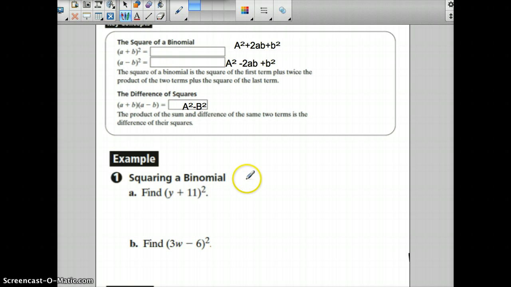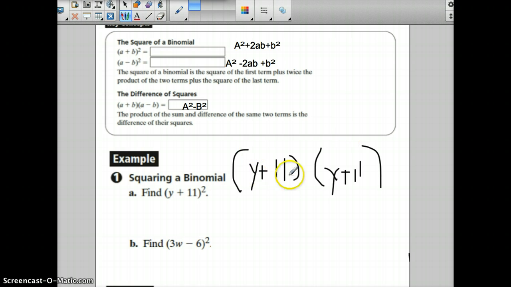With example A, we've got y plus 11 squared. Think about what's happening. If I write it this way, students will tend to give me y squared plus 121, when they forget to think about that as y plus 11 times y plus 11. So we can take, and again, we FOIL, and we end up getting y squared plus 11y plus 11y, which is 22y, plus 121. And again, this is a very common mistake, that they forget about that middle term.